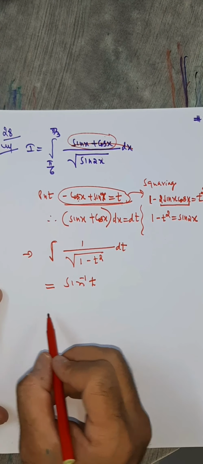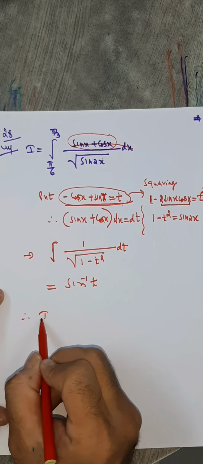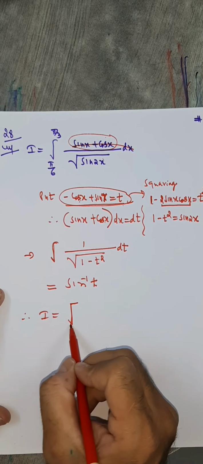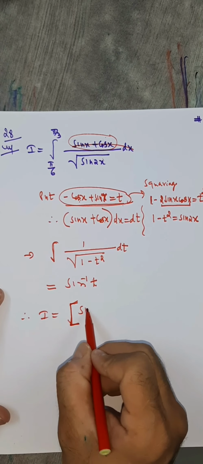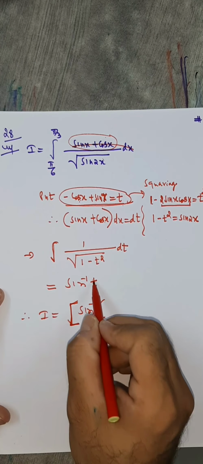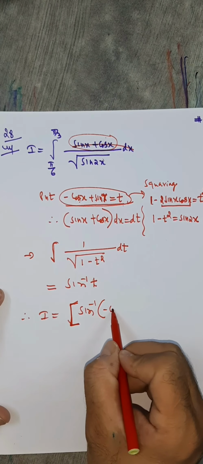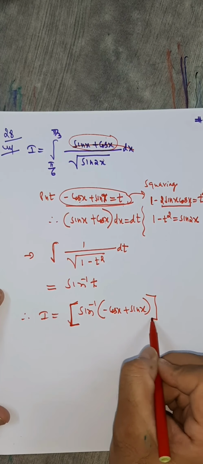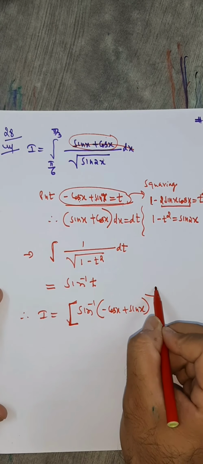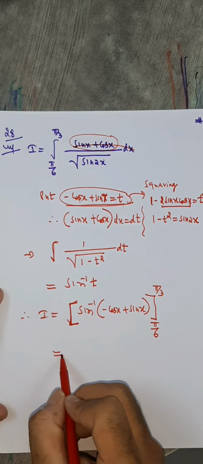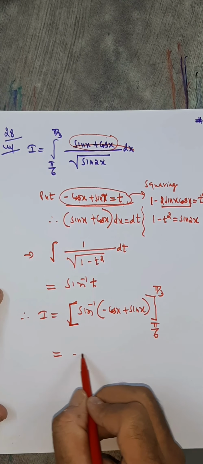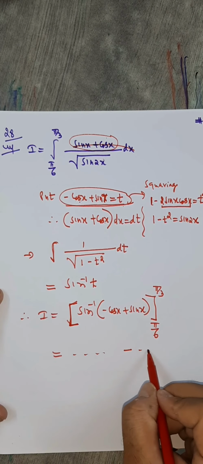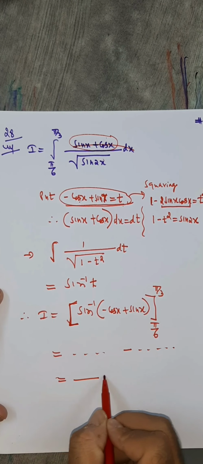That's a very standard integral. And therefore I equals the integral from pi by 6 to pi by 3. So sine inverse, what was t? That was minus cos x plus sin x. And now the limits are from pi by 6 to pi by 3. Now you just write upper limit minus lower limit, instead of x you write pi by 3 and simplify. So you will get the final answer.